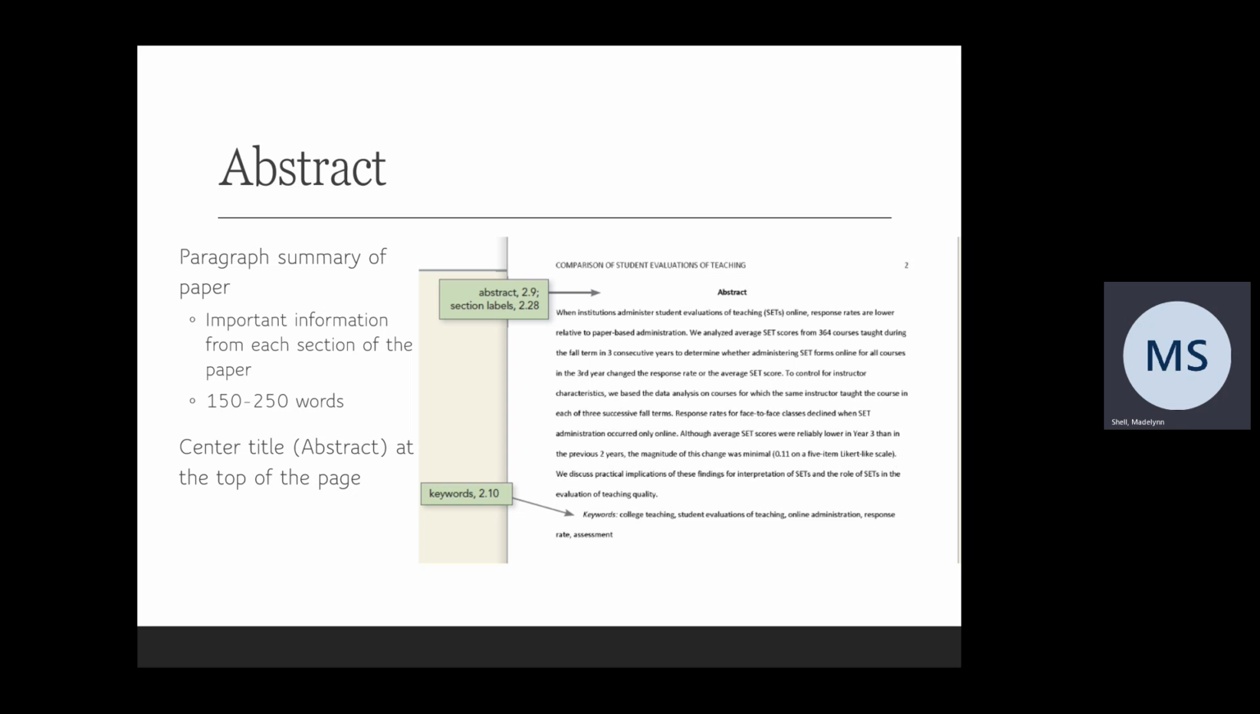It should be about 150 to 250 words. And you're going to center the title, which is abstract, at the top of the page. It's still left aligned, but the abstract is, I think, the only place in APA format where you don't indent the first line of the first paragraph.